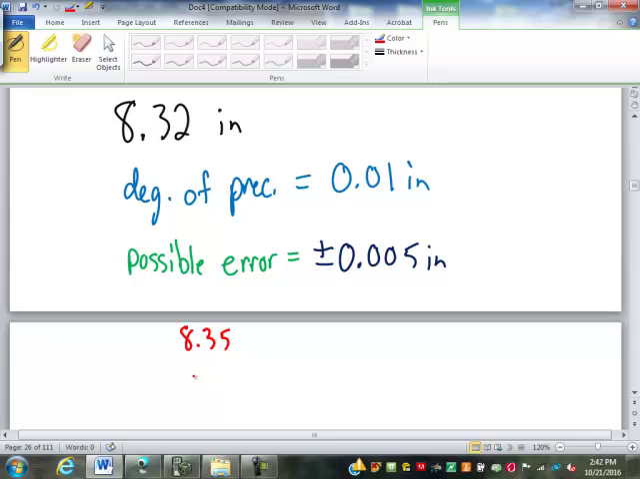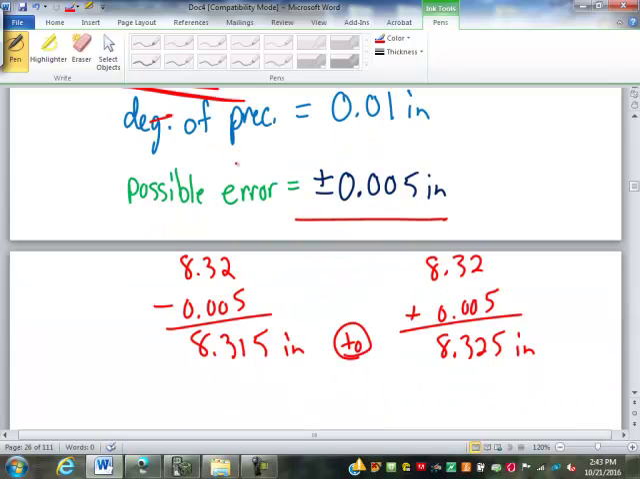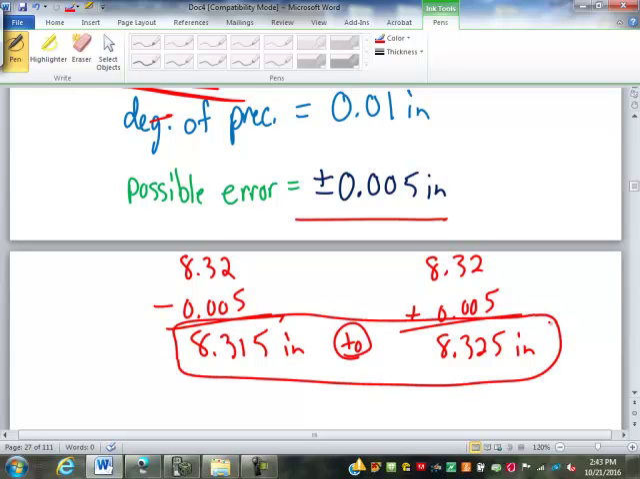What'd you come up with for a range? It'd be 8.32, our measurement, minus our error. So that'd be 8.315. So that's our lower end up to our measurement of 8.32 plus our error. So that'd be 8.325 inches. So when we report 8.32 inches as our measurement, what we're saying is it's somewhere between 8.315 and 8.325.